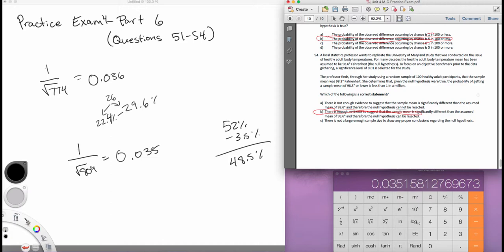The probability of getting the sample mean, or even lower than that, is less than 0.1. Okay, so there, with 100 people, there is enough evidence to suggest that that sample mean is significantly different, and therefore you can reject the null hypothesis.